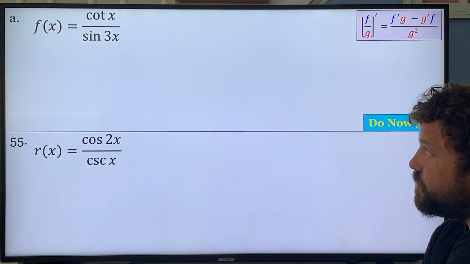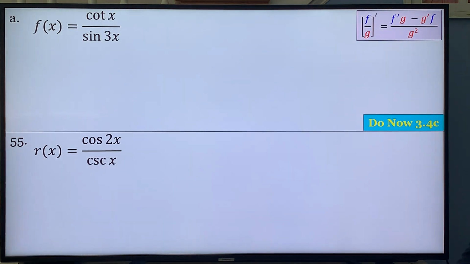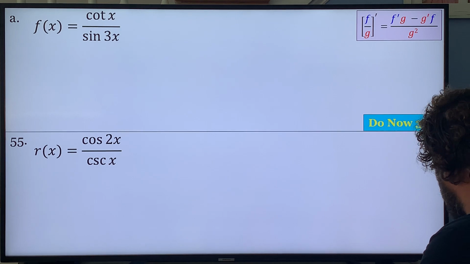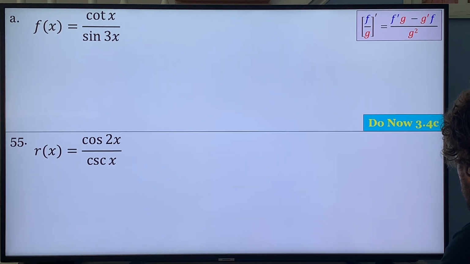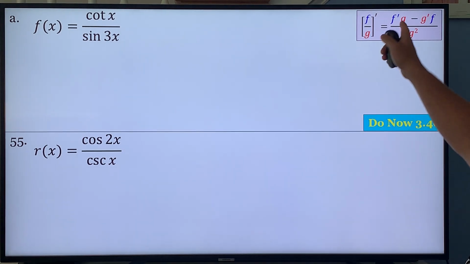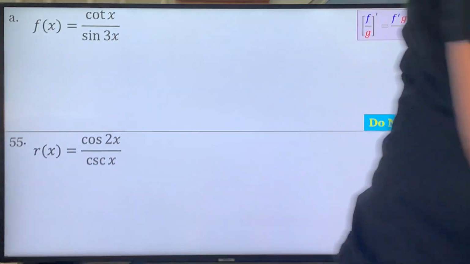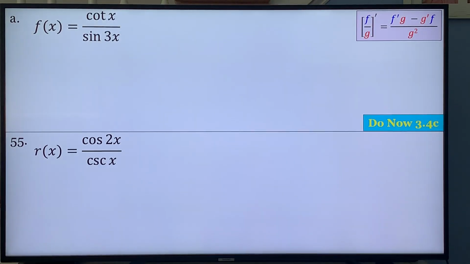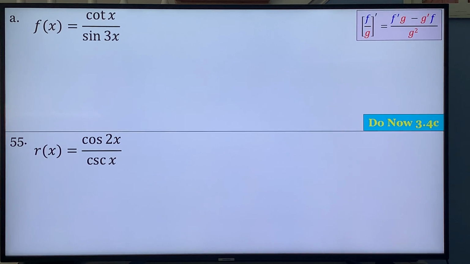All right, let's go pop off a do now problem real quick. Do these 2 do nows, and it looks like you may have to use something called a quotient rule. Just making sure I'm still videotaping here.